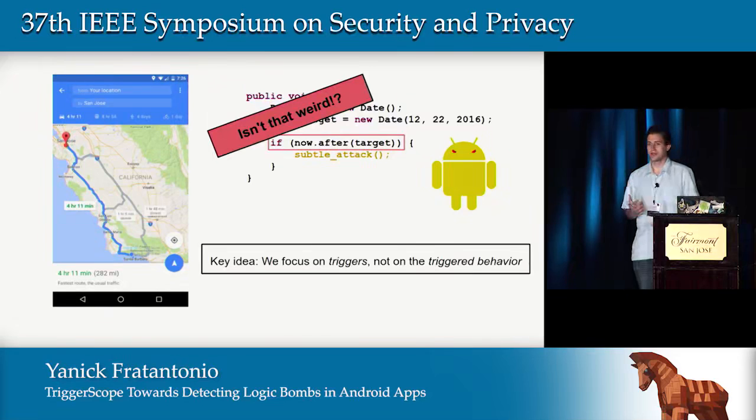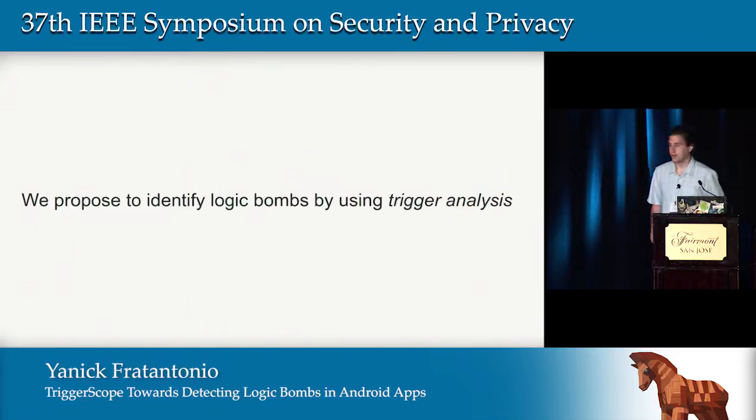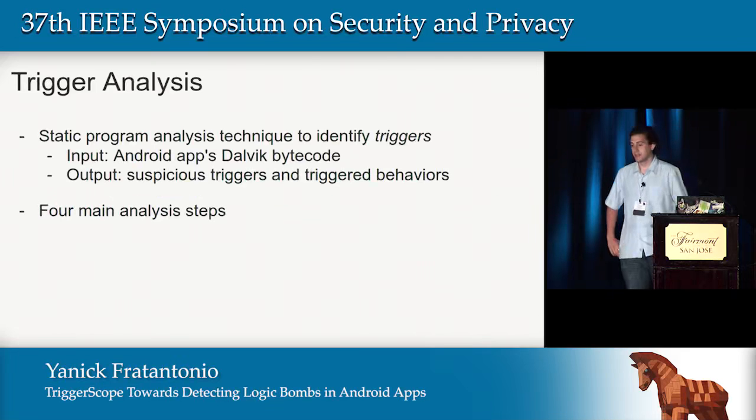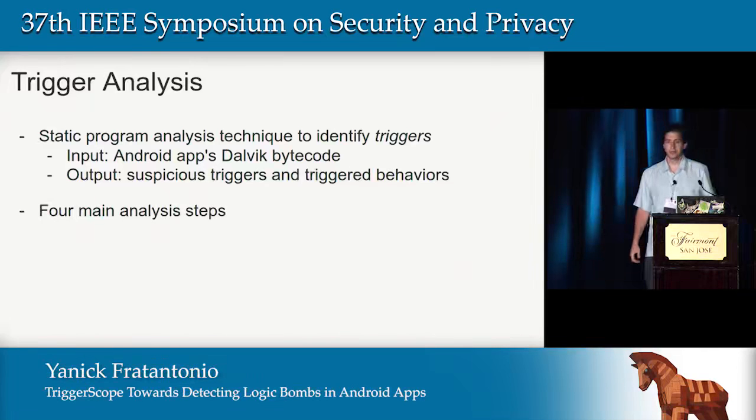We took this observation and made it our key idea for this work. Basically, we want to focus on triggers and not on the trigger behavior. So in this work, we propose to identify logic bombs by using trigger analysis, which is a technique we developed for this paper, and that's what I'm going to present today. Trigger analysis is a static program analysis technique that aims to identify triggers. The input to the analysis is the Dalvik bytecode of the Android app. The output is a list of suspicious triggers and the trigger behavior. This output can be checked by a human, who can decide whether this is OK or not.